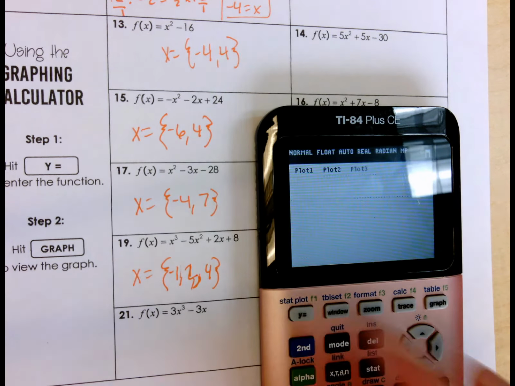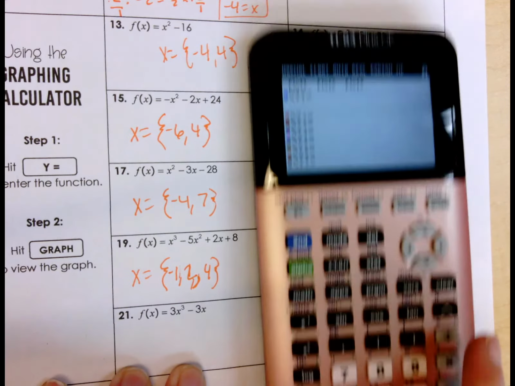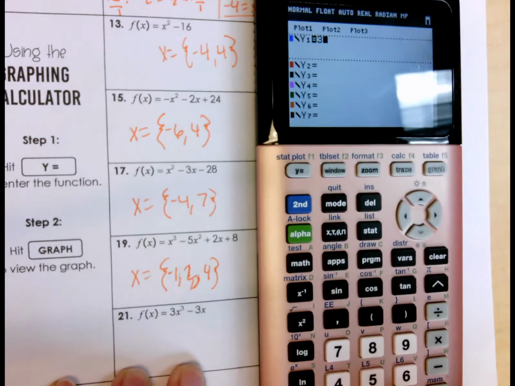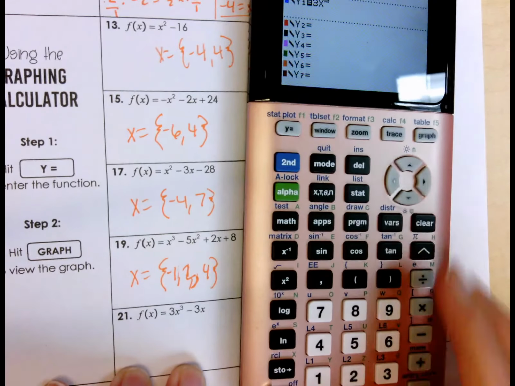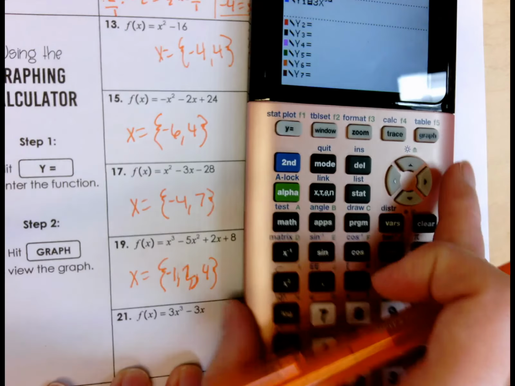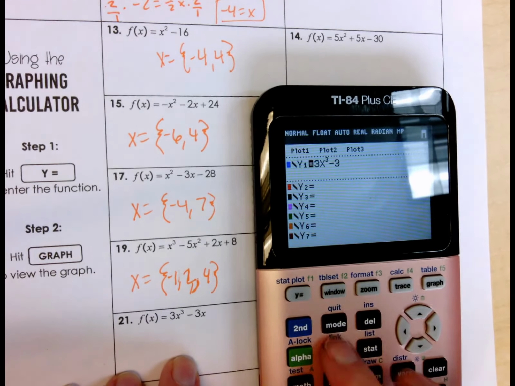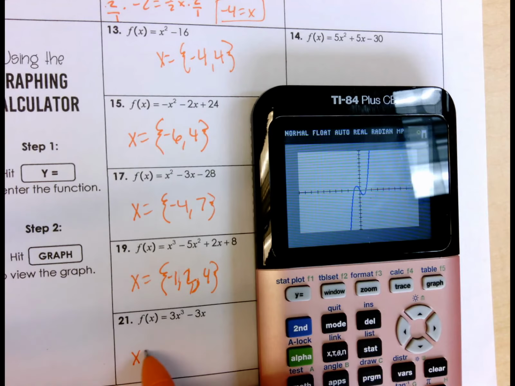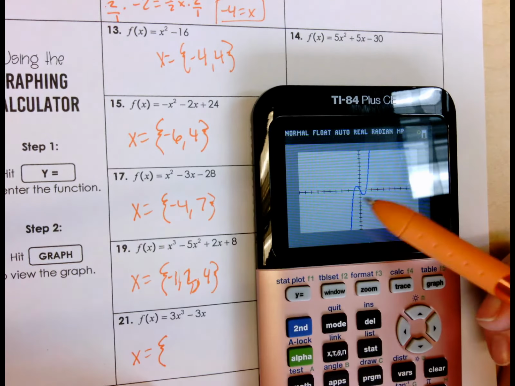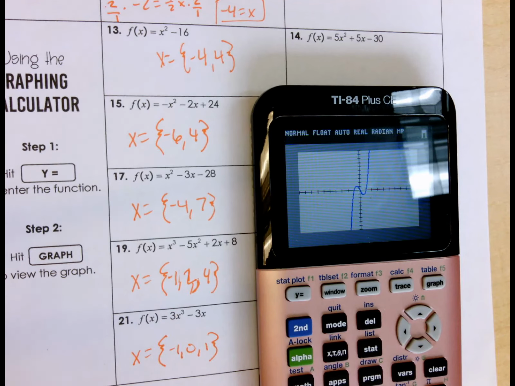Alright. Last one, y equals, clear it out, type this in, so I have 3, here's the 3 button down here, x, and then remember we do raised to, again, the third power, okay, and then hit that right arrow, and then minus 3x, and graph it. And it crosses at negative 1, 0, and positive 1. And those are the points for that.